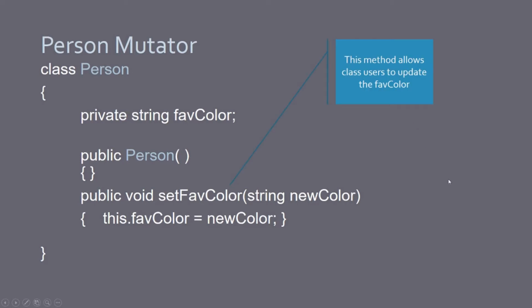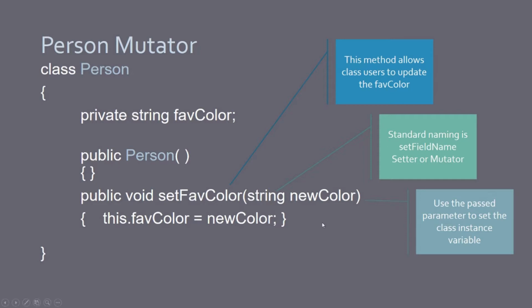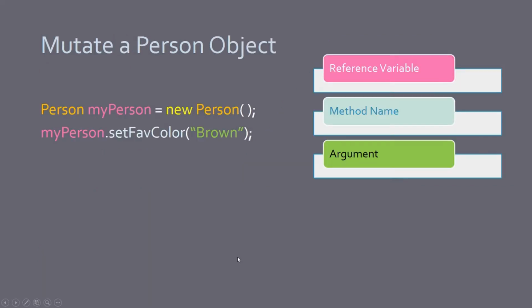Okay, so let's think about that a little bit more. The method here, we call it a mutator. It allows class users to update this variable or mutate its value, right? Change it. Our standard naming is important, and we always pass a parameter in a setter. This is called a setter besides a mutator. So we always use a parameter so that we know what the new value should be.